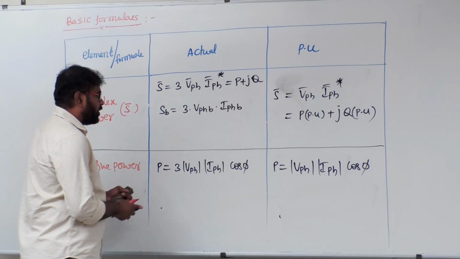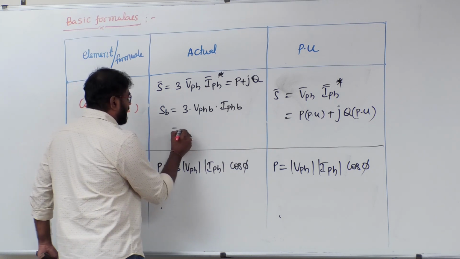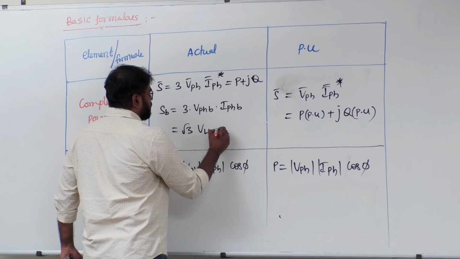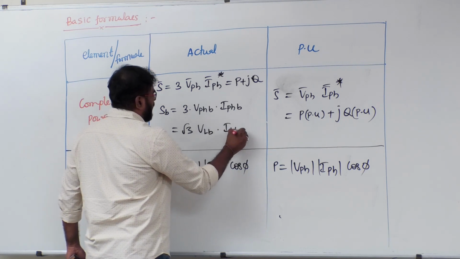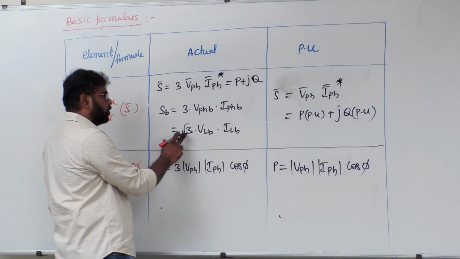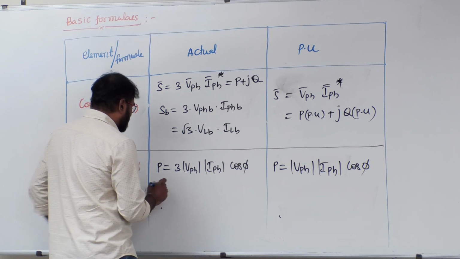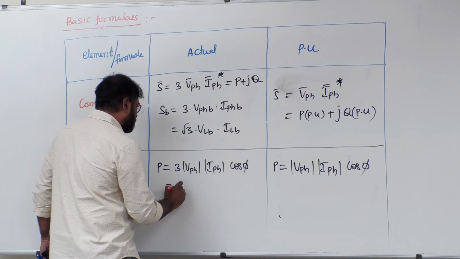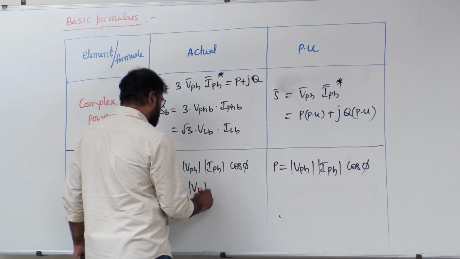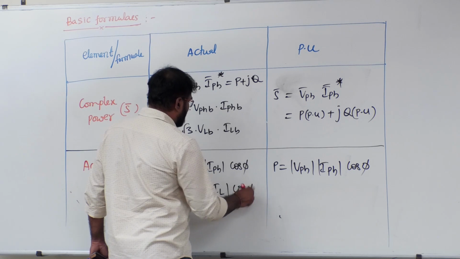And you can also write it like this. Before that, S base can also be written as root 3 into V line base into I line base. This is valid because you are just multiplying the magnitudes. S base equal to root 3 into V line base, I line base is also valid. Anyway, P can also be written as root 3 V line into I line into cos phi. This is also valid.